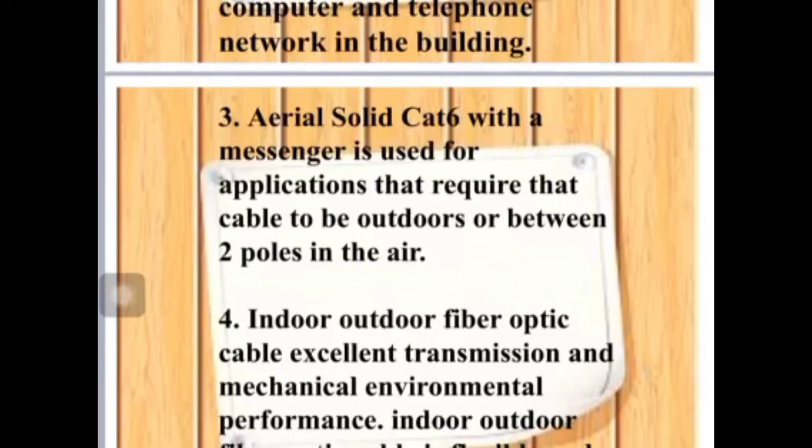Four color strip pairs make it easy to install and reduce alien crosstalk. This cable is supported by the pole. Solid Cat6 is commonly terminated to an RJ45 connector, jack, or patch panel. Cat6 is certified for gigabit ethernet.